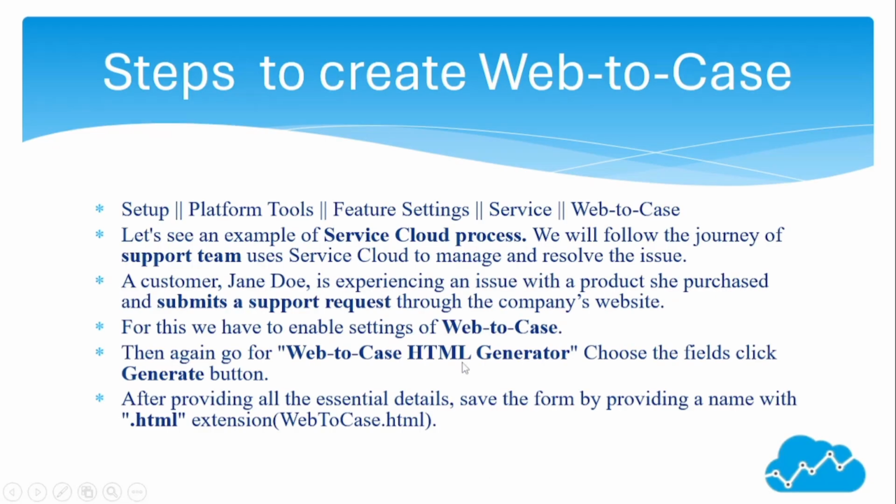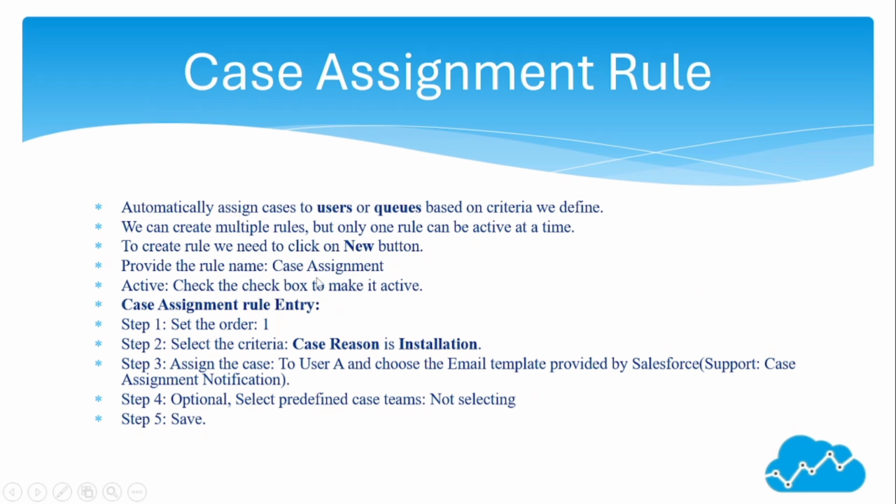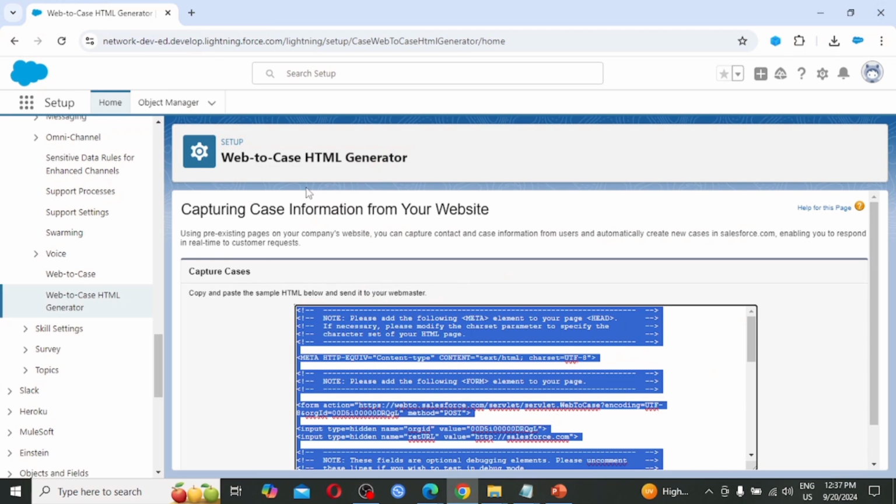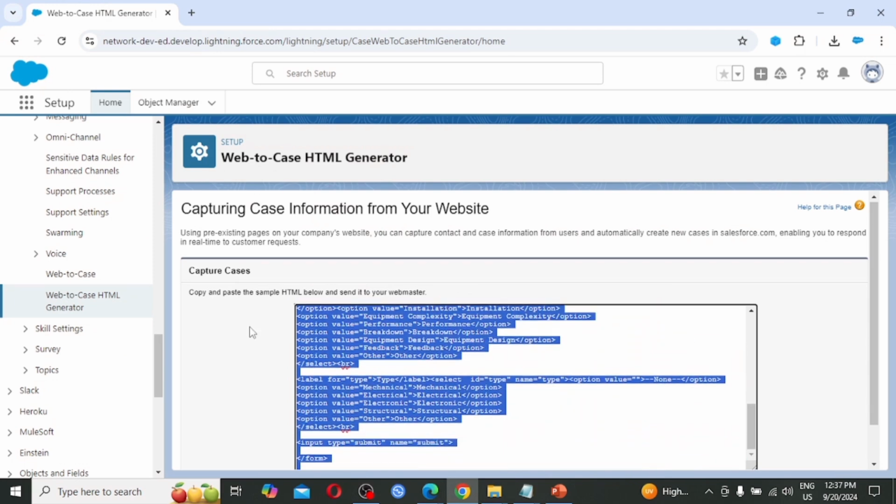So this is completed. Next, case assignment rule. So we are going to create a rule by the name case assignment and make it active. Here is what we have to provide: case reason is installation in the criteria field, and then we are going to assign to user A and choose the email template already provided by Salesforce by the name support case assignment notification. So let's create this. So finally click on finish.